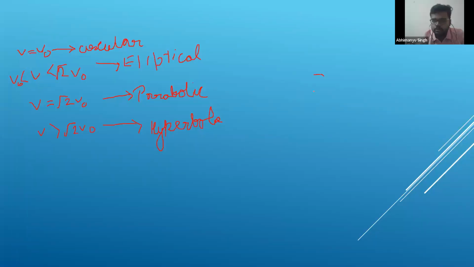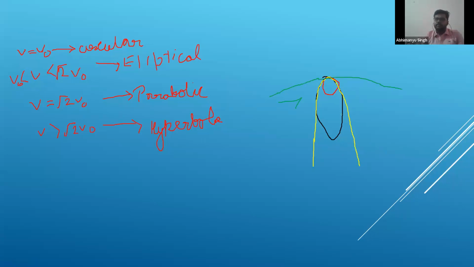Let me draw a diagram to show you clearly. This is the circular path. If the velocity is less than that, then it will not move in a circular orbit, it will just fall down. If the velocity is more than this, it is the elliptical orbit. If it is parabolic, it will move like this. First we have a circular orbit, then an elliptical orbit, then a parabolic orbit, which moves towards infinity like this. Then we have the hyperbolic orbit.